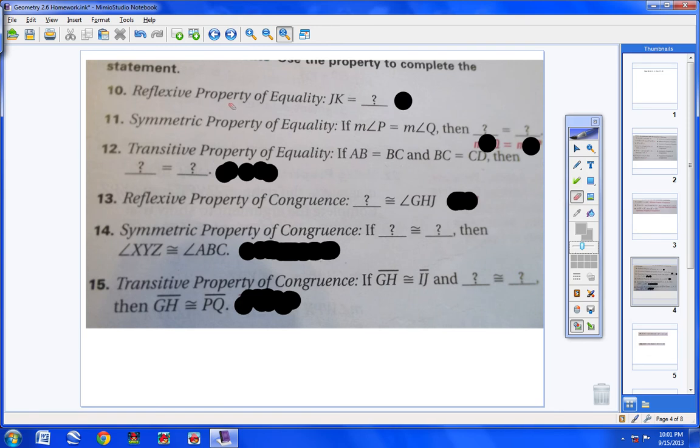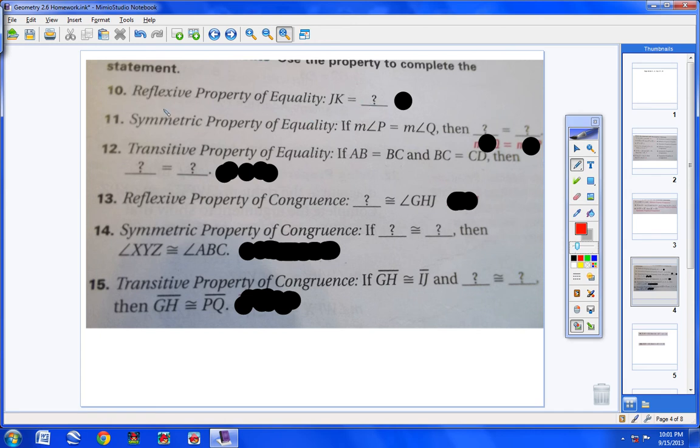Now, the directions for 10 through 15 state, use the property to complete the statement. So now we're going backwards. Before, they were giving you examples and wanting you to name the property. Now they're giving you the property, and they want you to write in what would go in that blank.